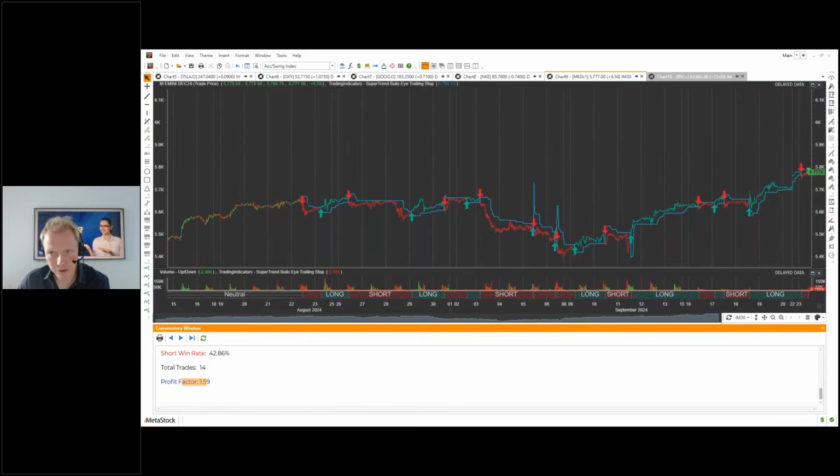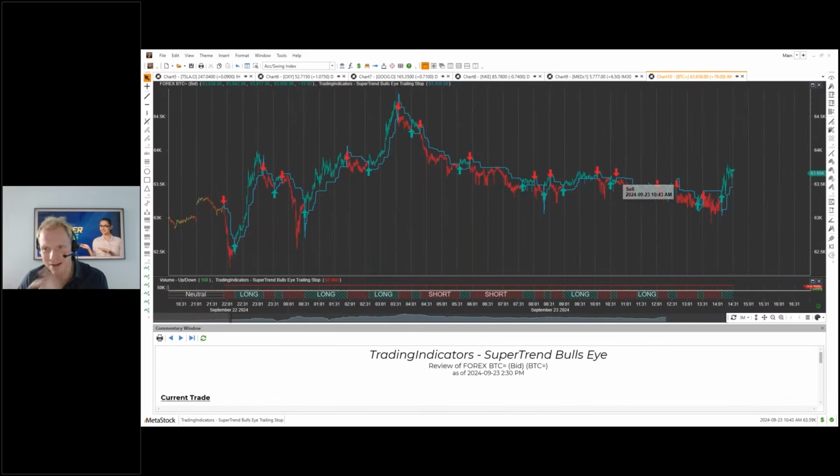Or Bitcoin. Let's look at Bitcoin on the 1 minute time frame. Let's get even more short. We just had a signal a couple of minutes ago, I should say. A nice long entry signal, which could have worked out quite nicely if you're a scalper. So Bitcoin as well is tradable with SuperTrend Bull Eye.